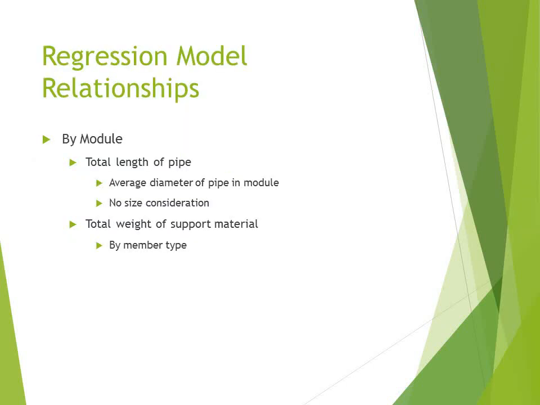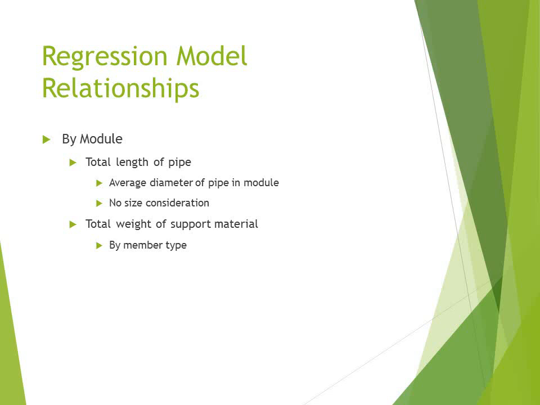From this data set, it might be possible to correlate the quantity of pipe in a module to the material required for fabricating pipe supports in that module. To do this, we can use regression models to determine the relationship between total pipe and support material for several different modules. Then test whether the resulting estimates are accurate, because the size of the pipe may influence the type of member required for the support.